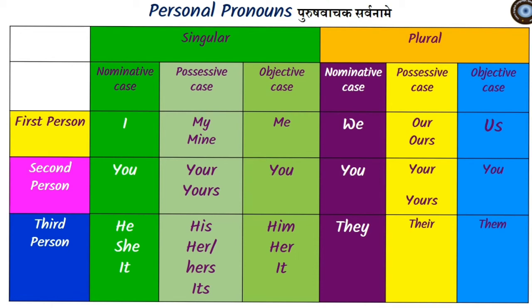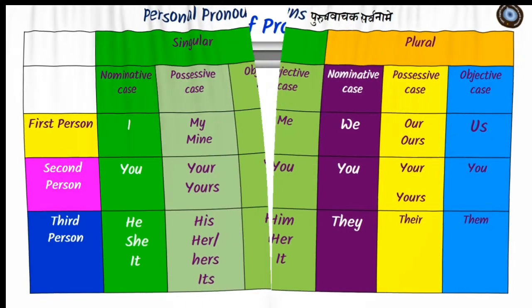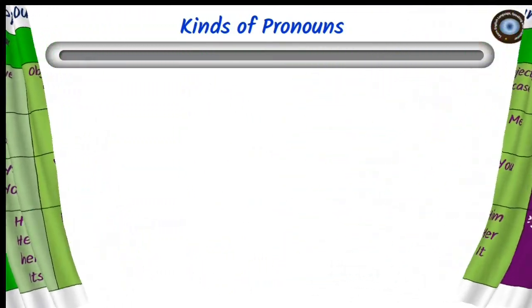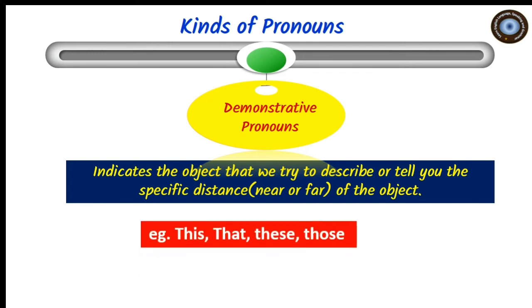We'll proceed further. Another kind of pronouns are demonstrative pronouns. Demonstrative pronouns indicate the object that we try to describe or tell you its specific distance, near or far. For example, this, that, these, those are the examples of demonstrative pronouns.